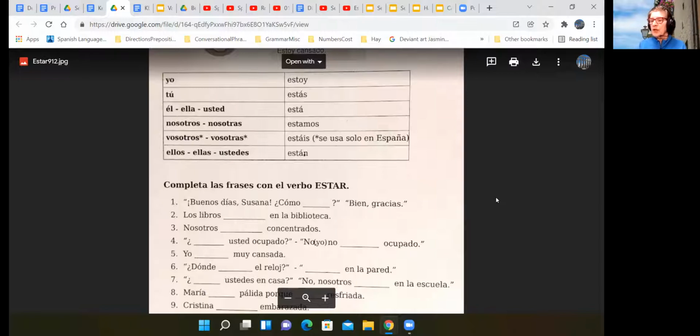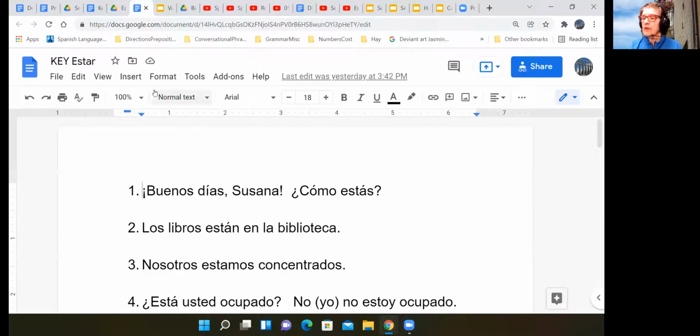So this is a verb that indicates things that tend to be more transitory in nature, a state that is easily changeable, because your health can change quickly, right? And your emotions can change quickly. Okay, so estar is used to indicate those kinds of situations and to talk about location. So we had a whole bunch of examples here. We're going to take a look at an answer key to see.